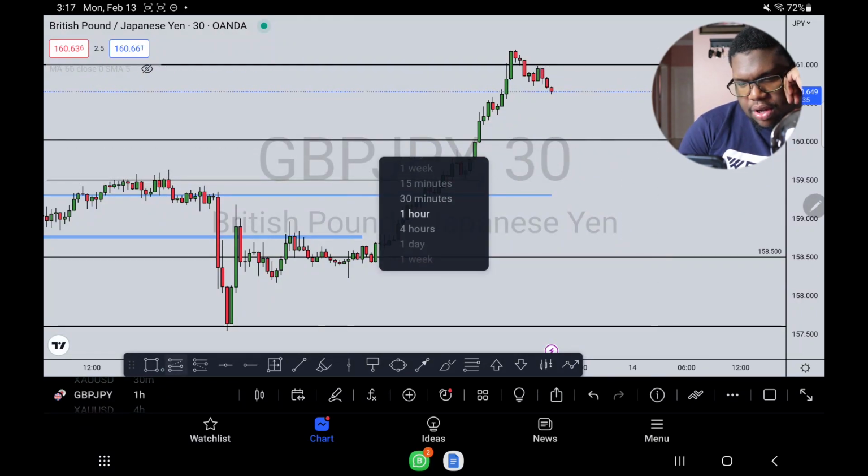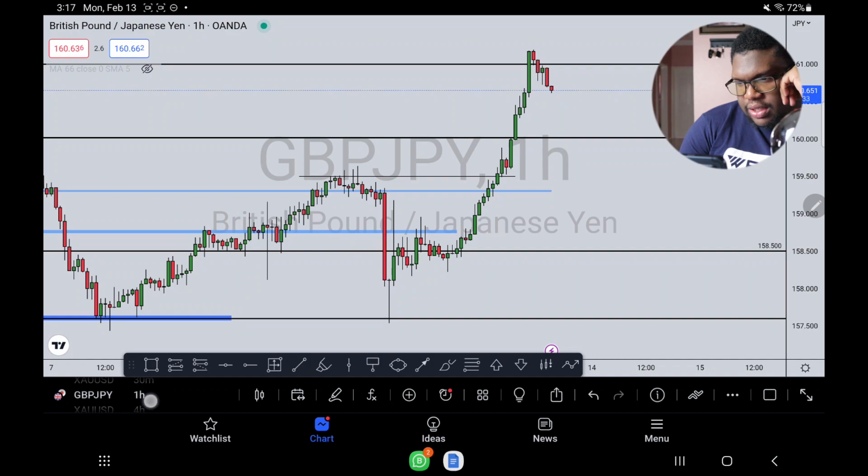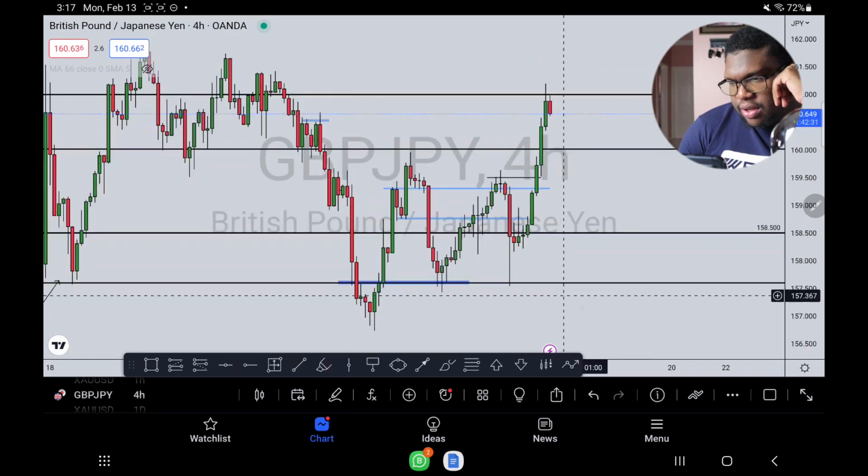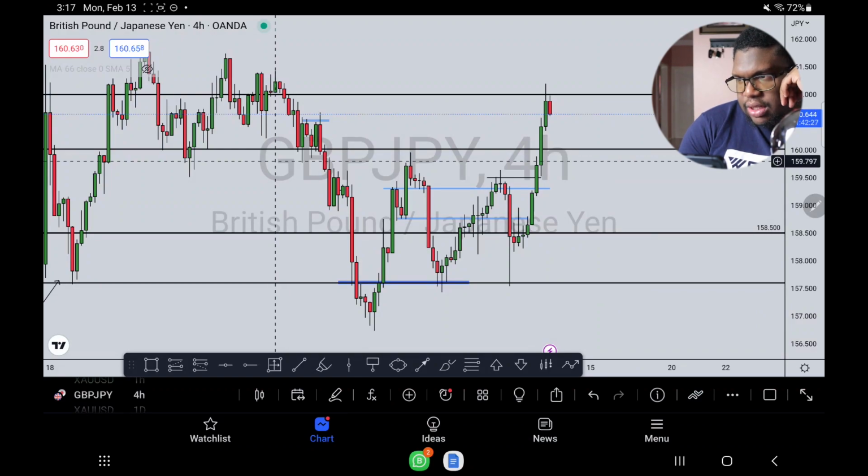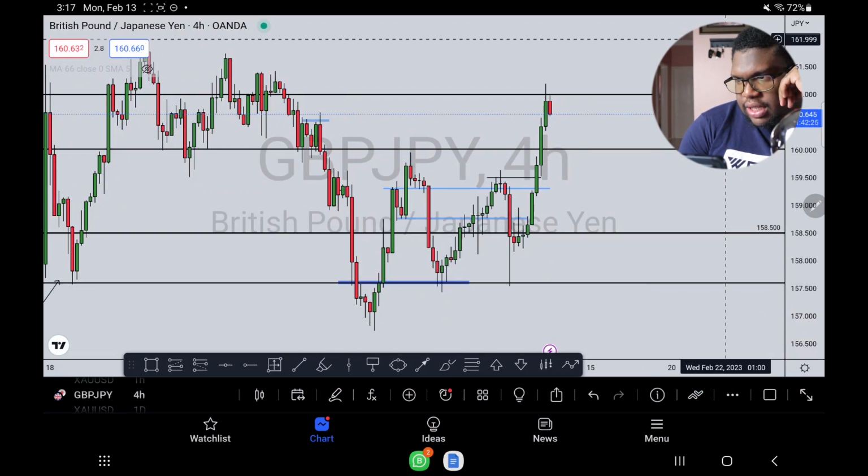Let me hop on my 4-hour or my hourly for you guys to see the effectiveness of the level, right? So on my 4-hour, you guys can see the effectiveness of the level right here, right? You can see the effectiveness of this level right there, maintaining the area, right? We see that it went right up to 61 and it turned back. So this is how you plot advanced levels of support and resistance.